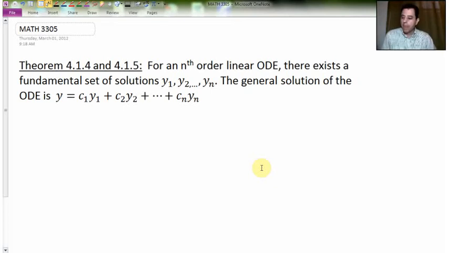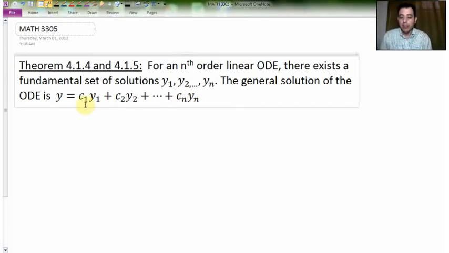Hello everyone. I would like to show now the results of these two theorems combined, theorem 4.1.4 and 4.1.5. It basically tells us that if you have a higher order linear ODE, then those two theorems guarantee that there is a fundamental set of solutions. So there are n functions that combined form the general solution. Just to illustrate that theorem, let me show you an example.